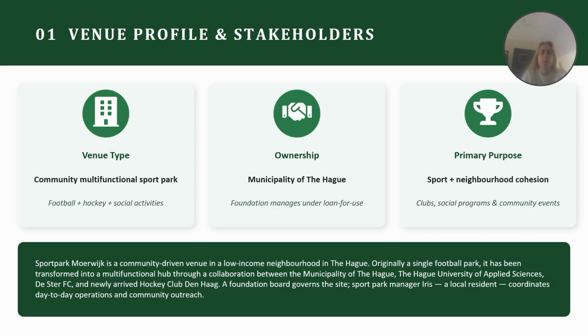Sportpark Moerwijk is a community-driven sport park in one of The Hague's lower-income neighborhoods, Moerwijk. Originally a football park, it has been transformed into a multifunctional club through collaboration of the municipality of The Hague and TUAS. And currently it houses 2 football clubs, Football Club De Ster and Hockey Club The Hague.